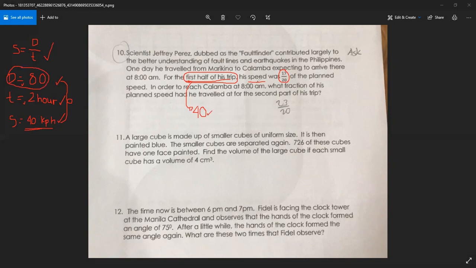Okay, his speed was 17 over 20. So during the first half of his trip, he is only using 17 over 20 of his speed. If the speed is 40 kilometers per hour, then we will simply identify the 17 over 20 of 40. So 17 over 20 of 40 would be 34. So this will be the speed of Jeffrey Perez on the first half of the trip.